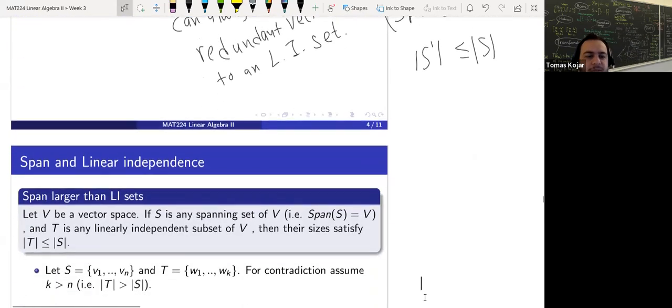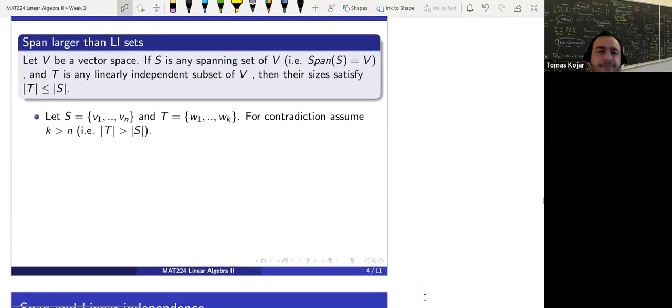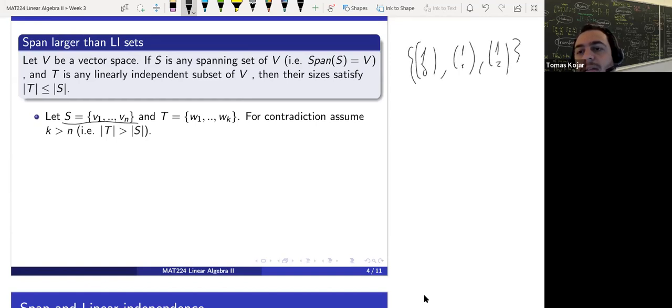Okay, so let's prove this result. So again, we have a set S and we know that it spans the whole thing, but it could have redundant vectors in it, like we said, (1, 0), (1, 1), and (1, 2). This guy over here or the other one is redundant.